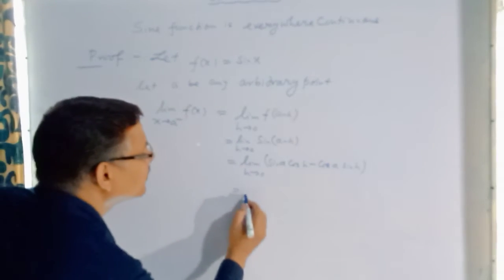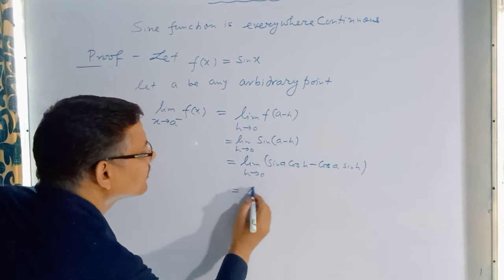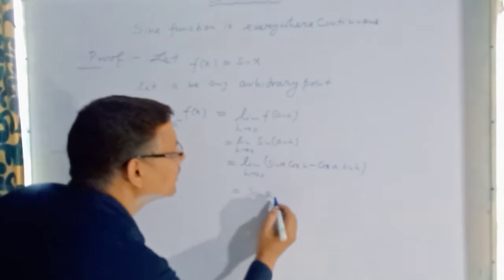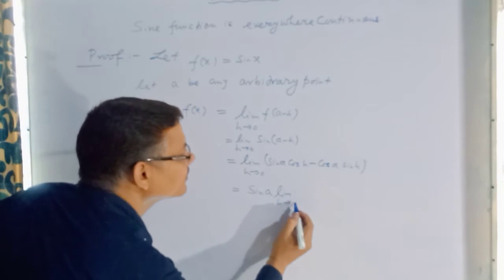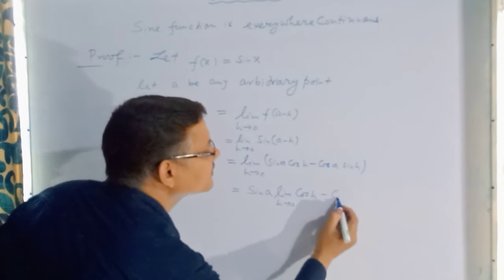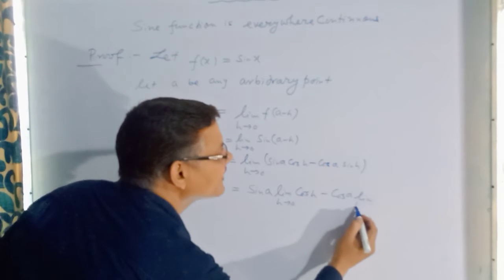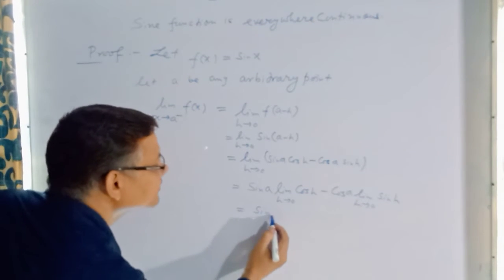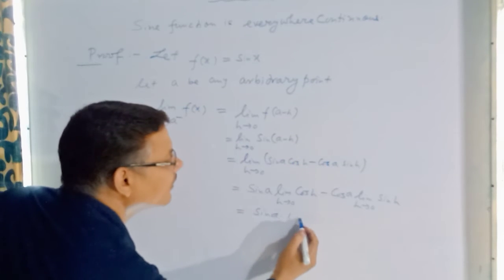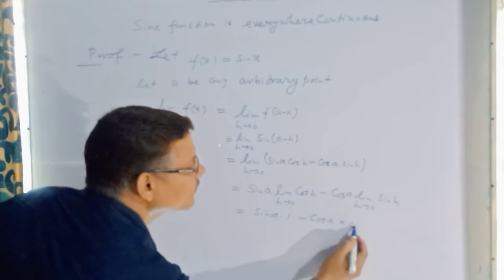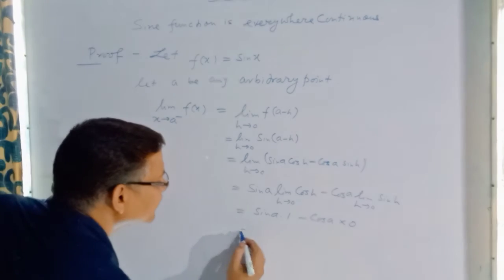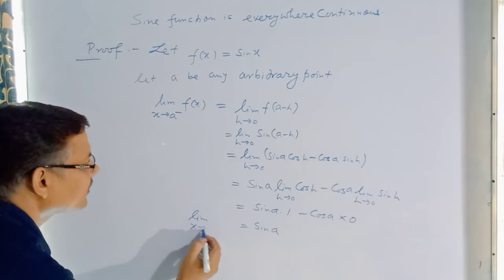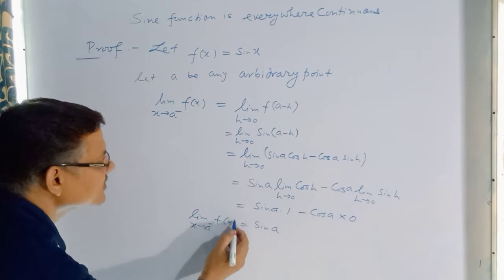Just take out the constant. sin a is a constant, it does not depend on h. That's why it is sin a times the limit as h tends to 0 of cos h, minus cos a, which is constant, times the limit as h tends to 0 of sin h. It may be written as sin a times 1 minus cos a times 0. Now we get sin a. So the left hand limit at a is equal to sin a.